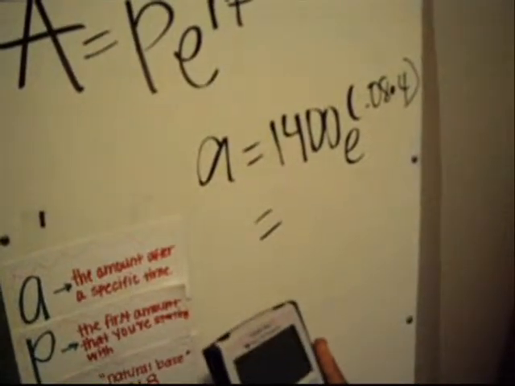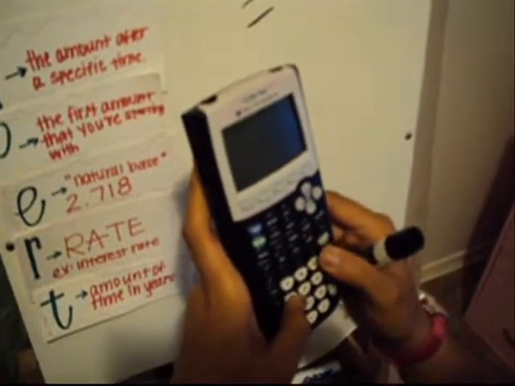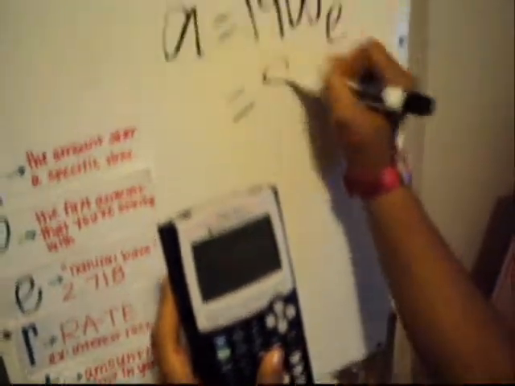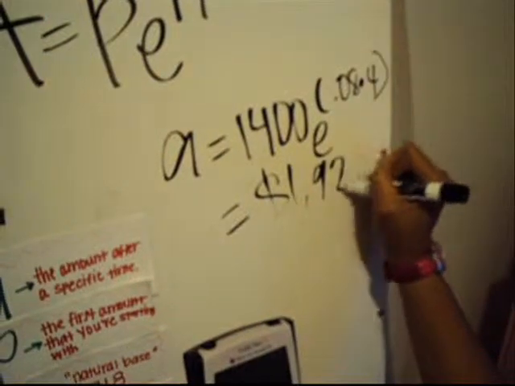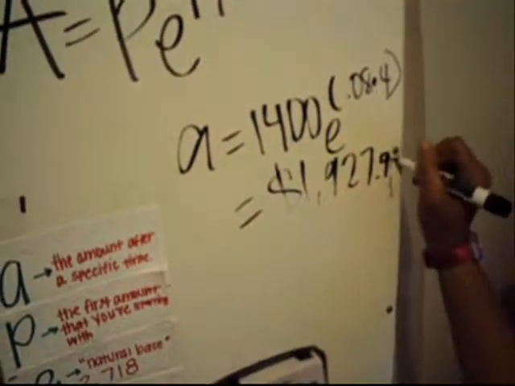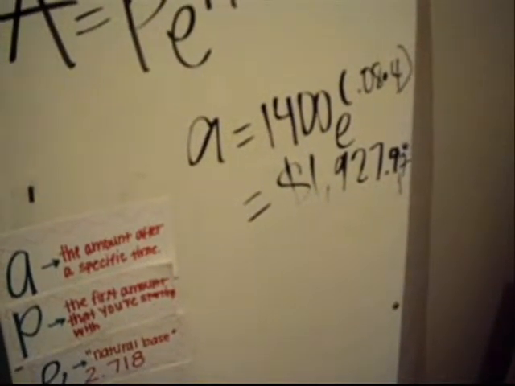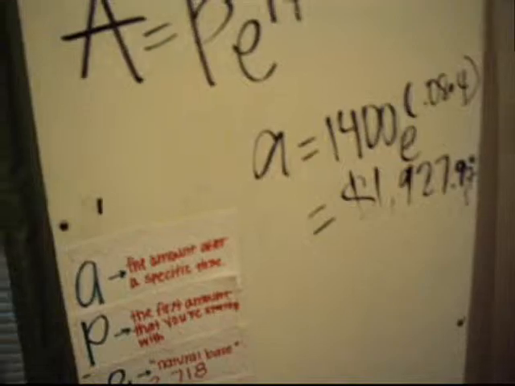When you plug that into your calculator, you'll get $1,927.97 as your answer. So for practice, you can do Kelsey's problem and see what you get.